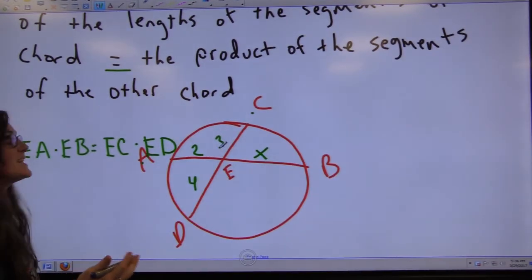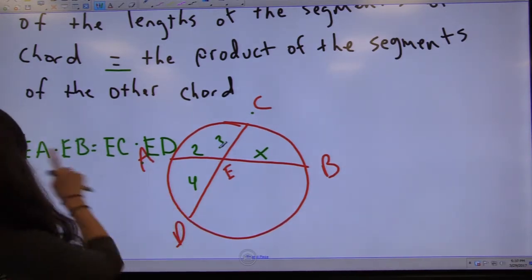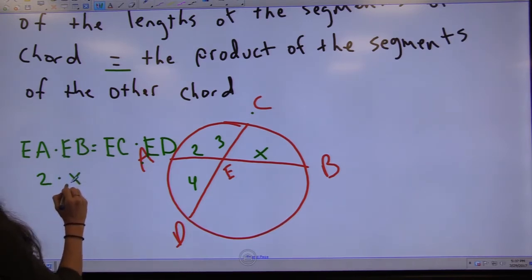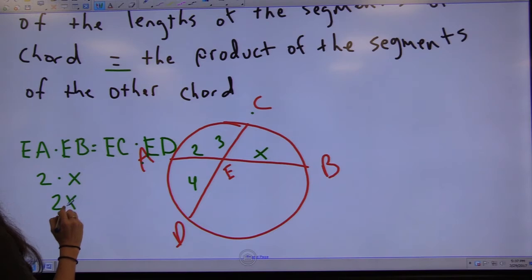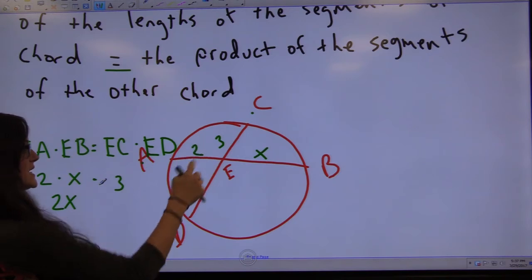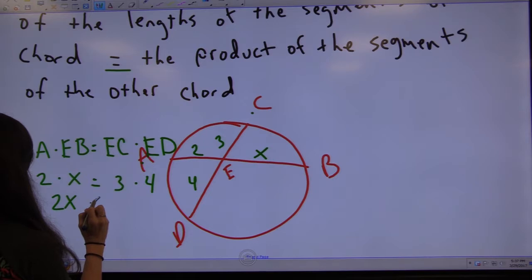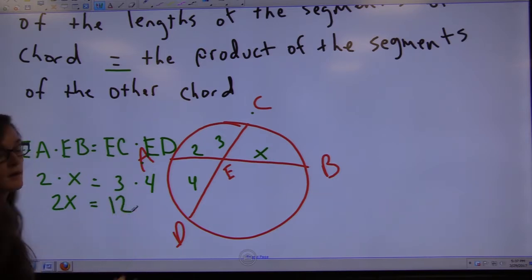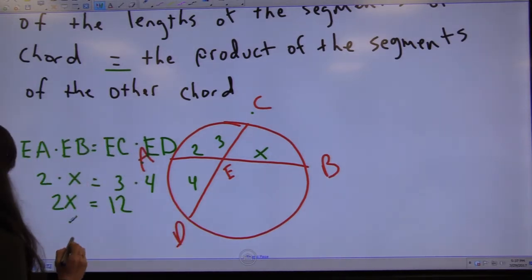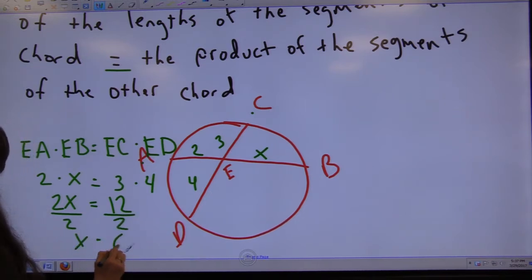All right, so you've had a few moments. Mr. Davidson's paused the video, and we're going to walk through plugging these numbers in. EA was 2 times EB, which was X, so hopefully you came up with a product of 2X. Then EC was 3 and ED was 4, so hopefully you came up with 12. So you had 2X equals 12. Now, 2 times what equals 12? Hopefully your answer, when you divided that out, was X equals 6.